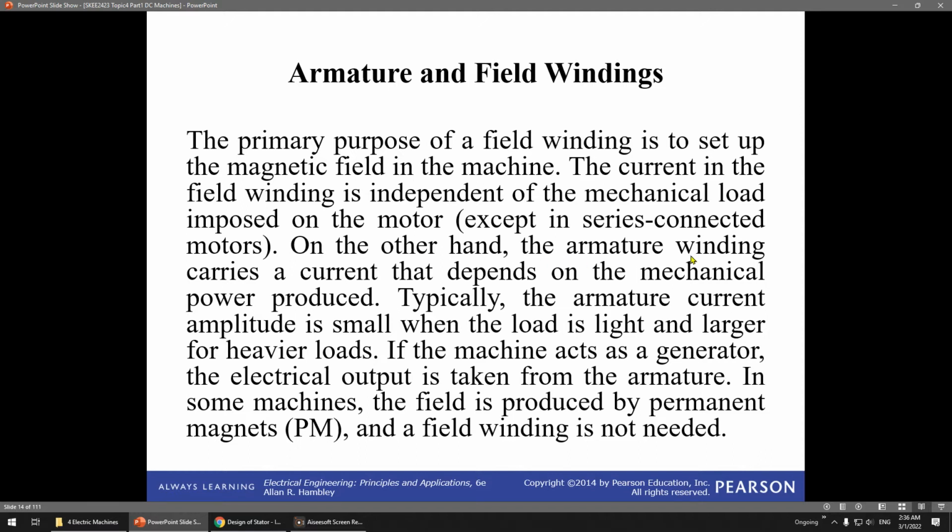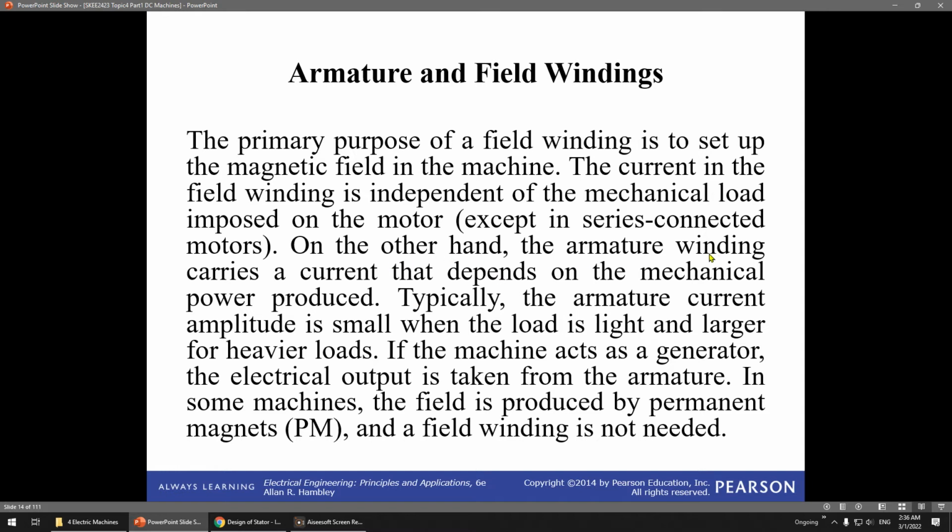On the other hand, the armature winding carries the current that depends on the mechanical power produced. So armature current is related to the load. Field current is usually not related to the load, except for the series type.